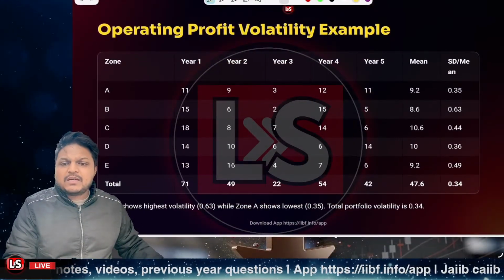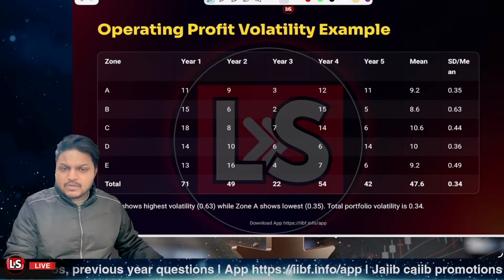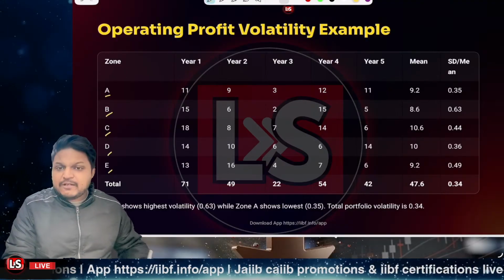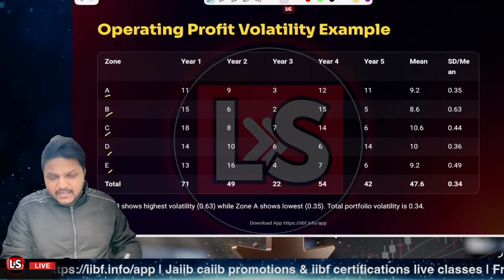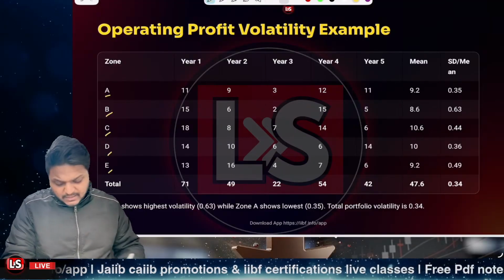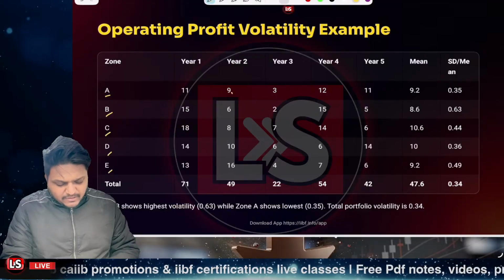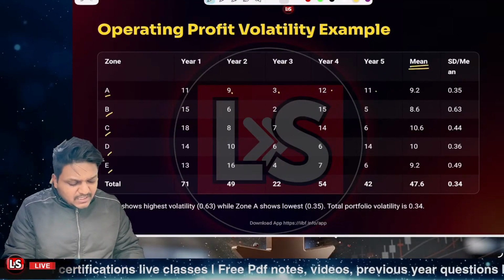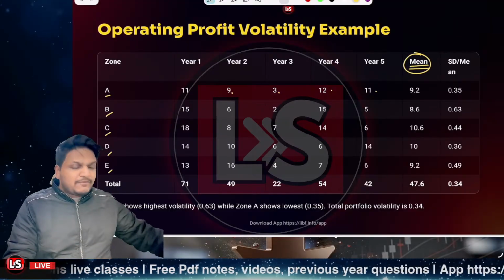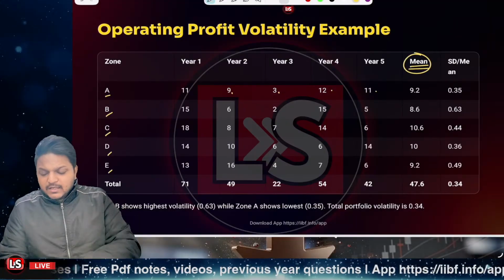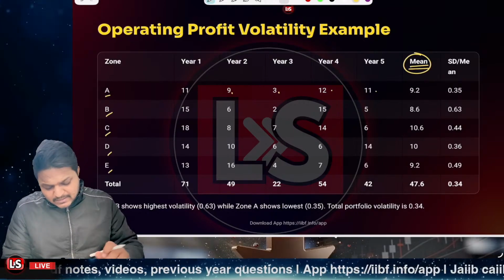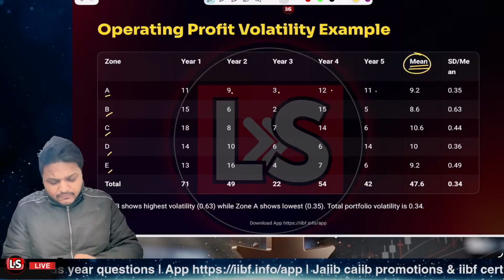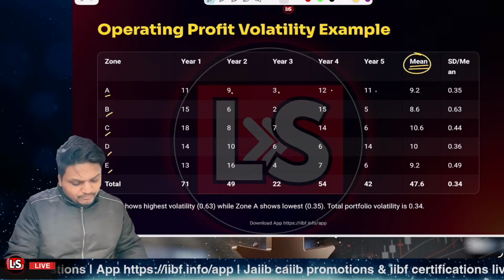We have 5 different zones, A, B, C, D, E, and for the different years we have different operating profits. For zone A we have 11, 9, 3, 12, 11. When we find the average, the mean, what is the formula? The sum of all the terms, that is 11 plus 9 plus 3 plus 12 plus 11, divided by the number of years, that is 5. So it is 9.2.